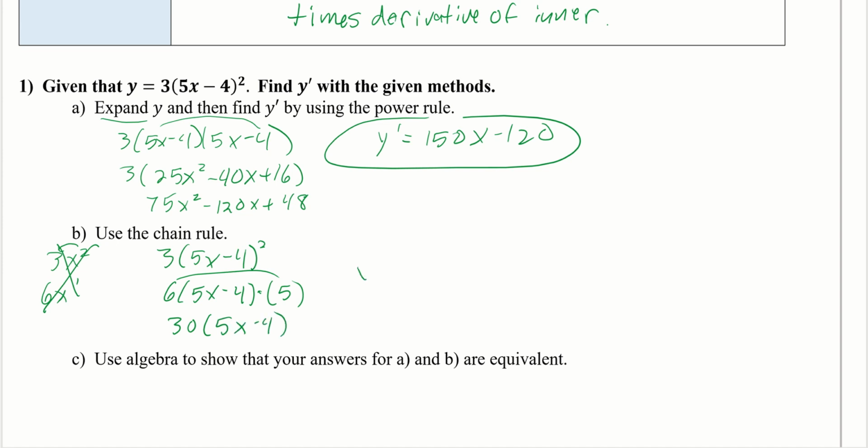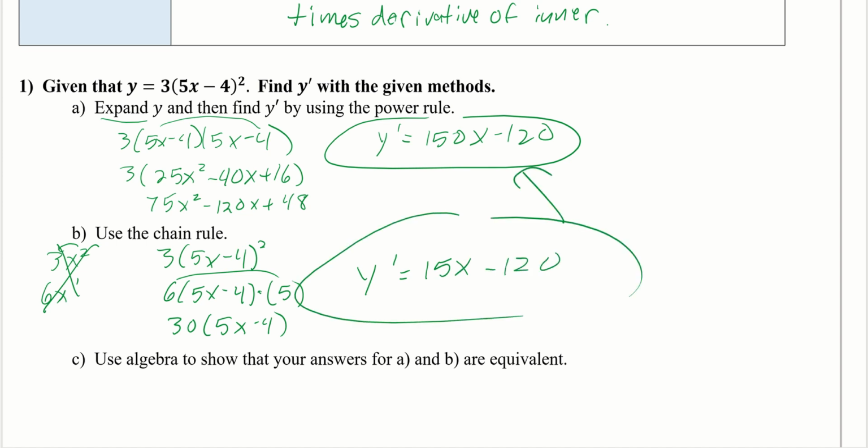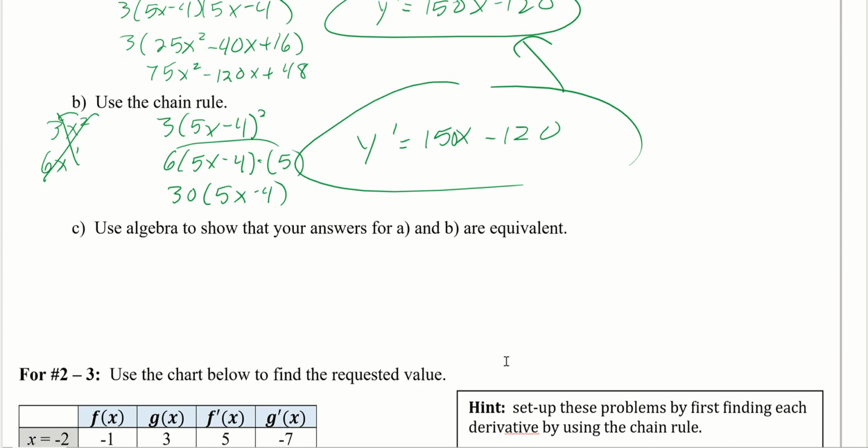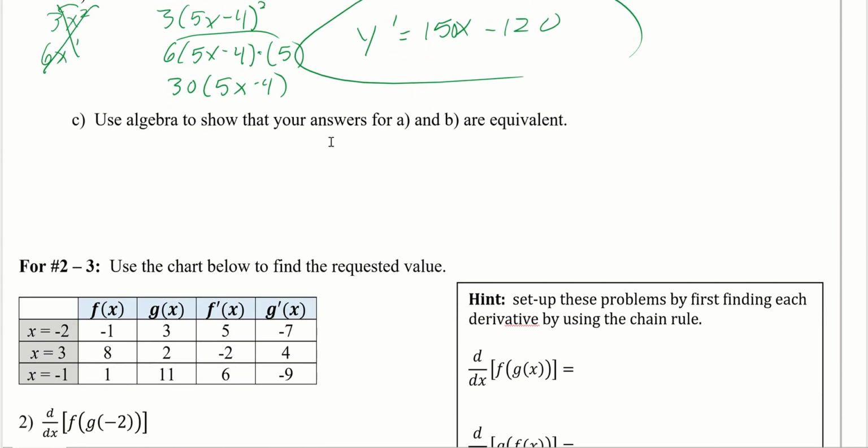And so again, our derivative would be 150x minus 120, which you notice is the same. Either method is totally fine. Whoops, except for the fact that I forgot a 0 there. I was like, that doesn't look the same. But those should be the same right there.